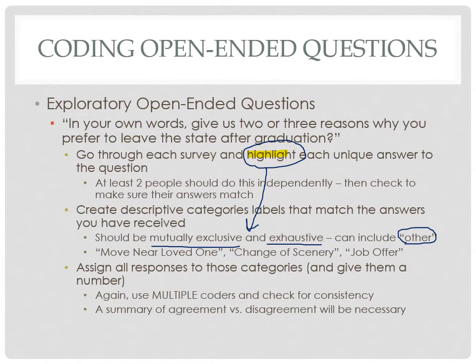And then at the end, typically what happens is those people would meet up, they would compare their answers, and then in the report you would say, we used multiple coders, they agreed on the coding 97% of the time, and the 3% that they couldn't agree on, they met up to decide how things should be coded. All right, and so then once you do that, you have now converted this to numbers. You might say move near a loved one, we're going to code that as 1. Change of scenery, we're going to code that as 2. Job offer, we're going to code that as 3. Other, we'll code that as 4.